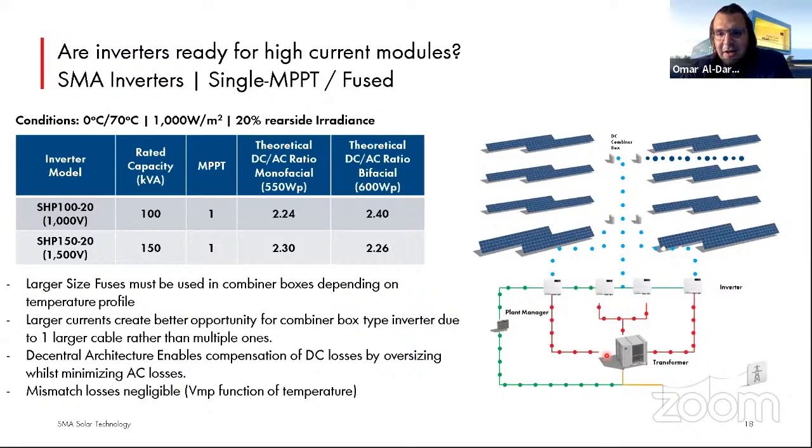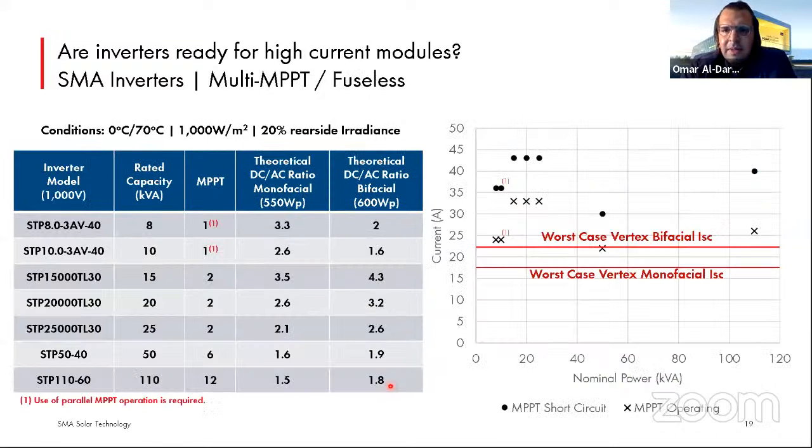We tend to disagree on the mismatch losses due to string versus, single versus multi-MPPT inverters in utility scale applications, where we think you cannot gain more than 0.5, 0.6% in yield by using a multi-MPPT inverter. That being said, for, let's say, smaller plants, large commercial on the order of 1-2 megawatt peak, this is a quick assessment of the compatibility of our multi-MPPT inverters with the Vertex modules.